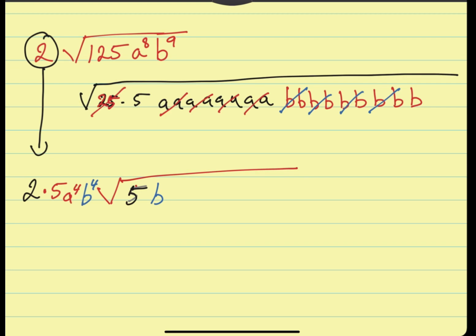And let's put this together. 2 times 5. What is 2 times 5? 10. A to the power of 4, B to the power of 4, radical 5B. Got it? Awesome. Good job.